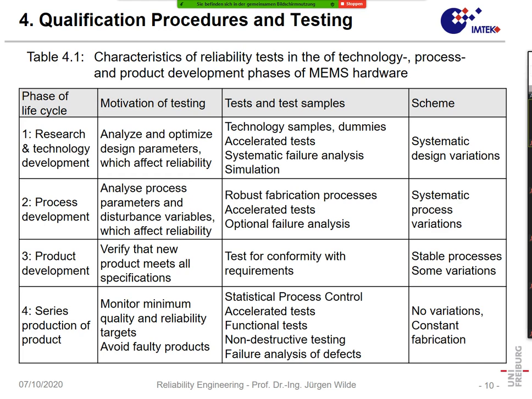So first we have the research and technology development. And here what is important, we want to have failure. We want to analyze and optimize design parameters which can affect reliability. So in order to define that, we need failures. We also do systematic failure analysis, what can go wrong, and also what is important is we have an optimization.